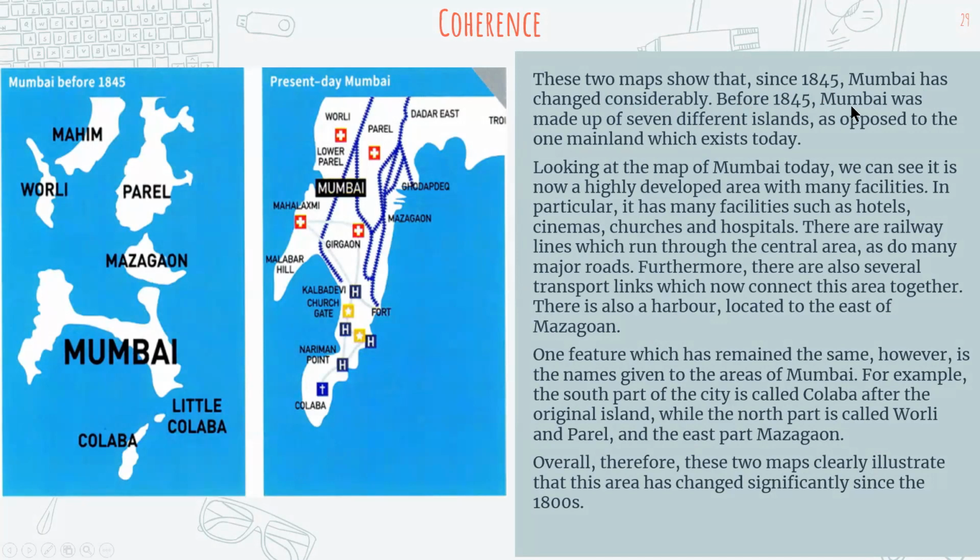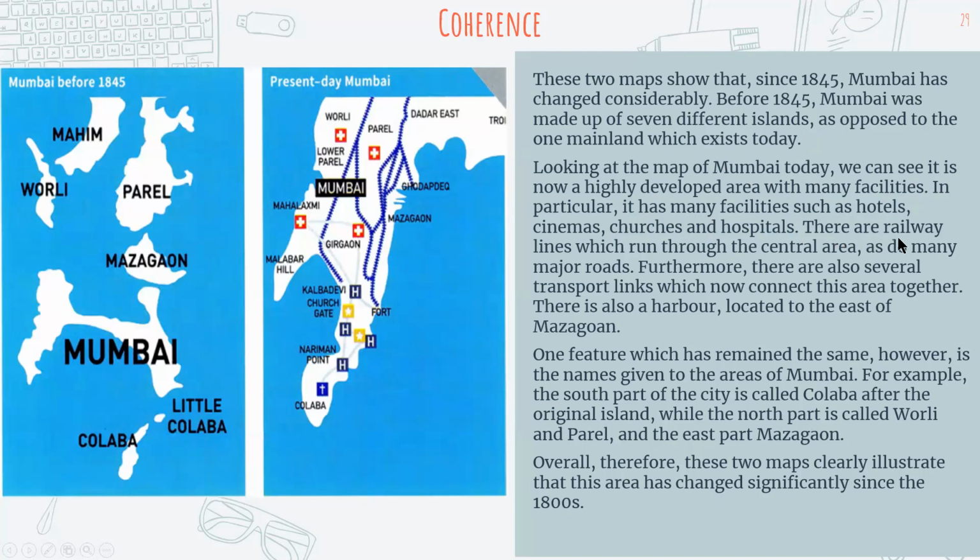Before 1845, Mumbai was made up of 7 different islands, as opposed to the one mainland which exists today. This is your introduction and your overview. Looking at the maps of Mumbai today, we can see it's now a highly developed area with many facilities. In particular, it has many facilities such as hotels, cinemas, churches, and hospitals.